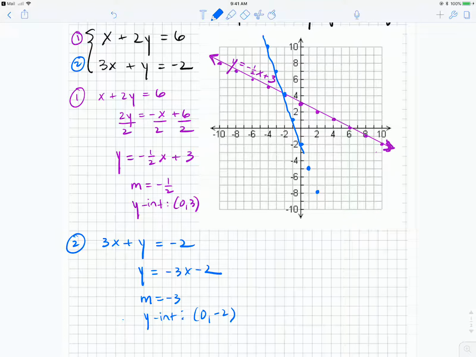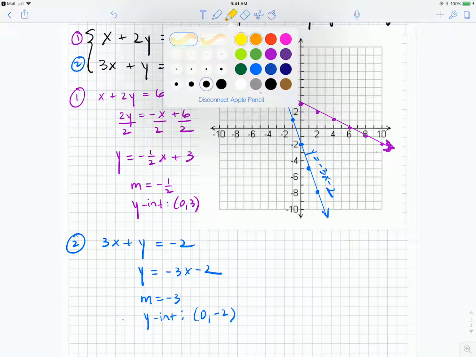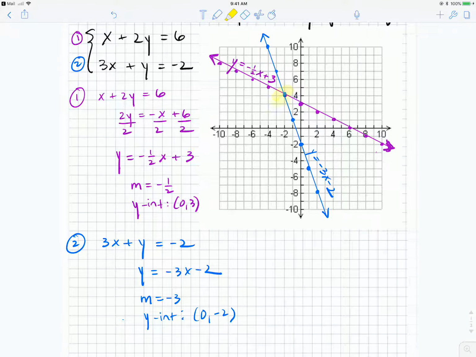And then again use the Notability straight line magic. Okay, labeling the equation. Oops, minus 2. Okay, so now looking at our graph, we can see that the point of intersection is this point right here, which can be represented by the ordered pair -2, 4.